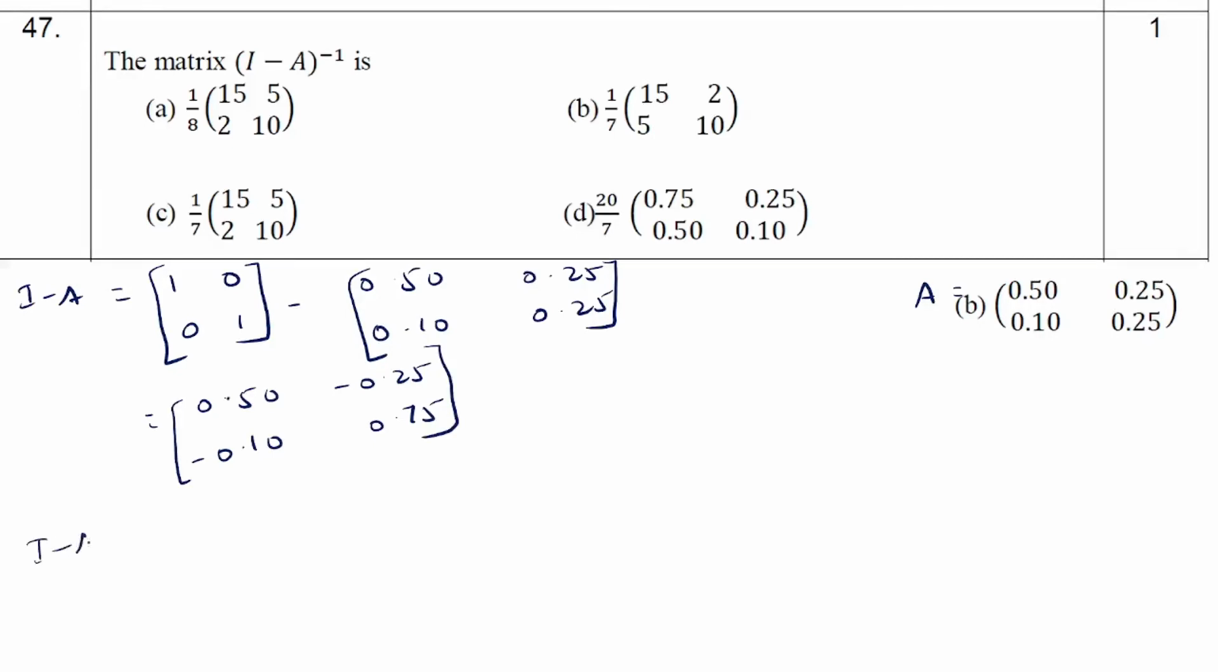Now I minus A, the whole inverse, is equal to 1 by determinant of I minus A into adjoint of I minus A. So let me continue here.